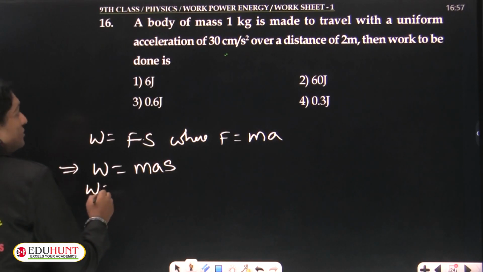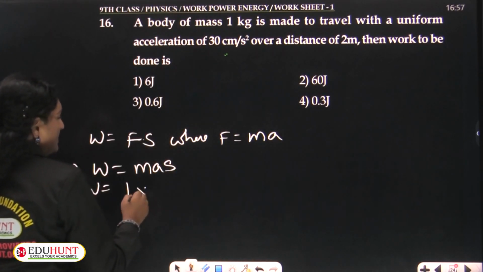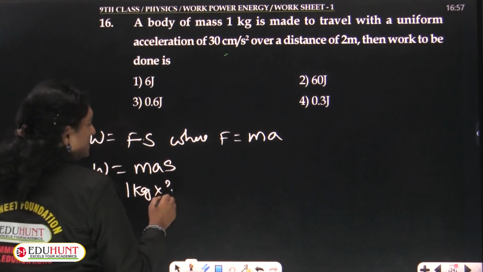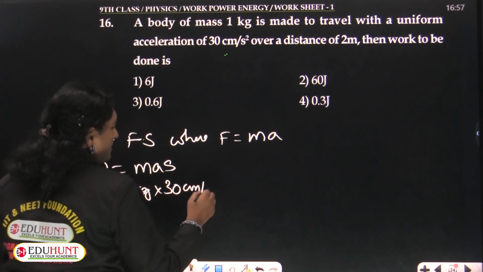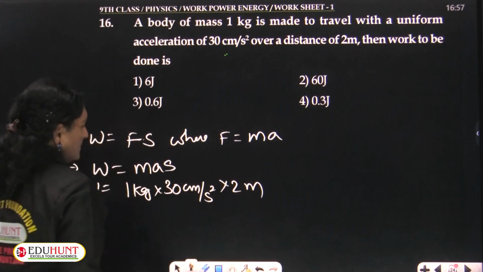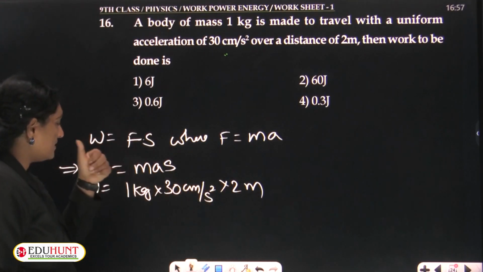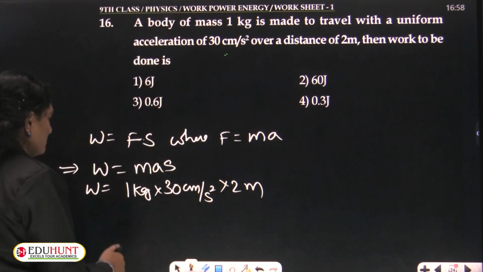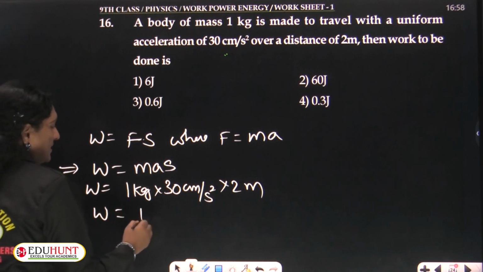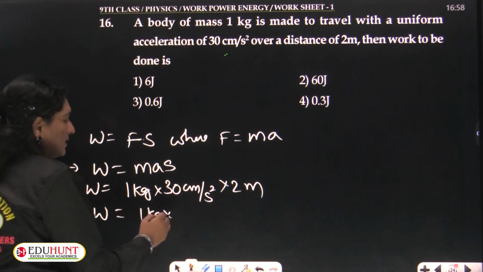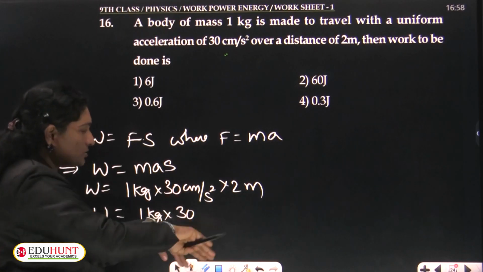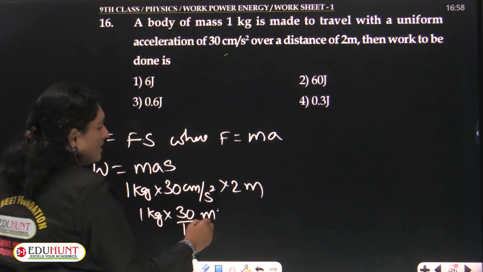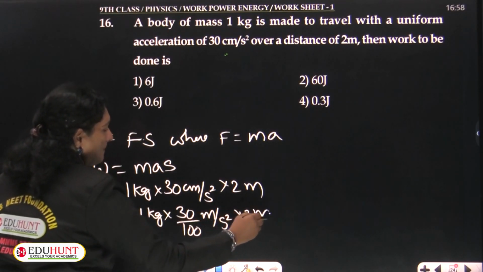Therefore, the value of work done equals m a s. Substituting all the values, mass is taken as 1 kg, acceleration is taken as 30 centimeter per second square and displacement is taken as 2 meter. Here it is in SI, here it is in CGS. So let us convert everything in SI system so that you can go with the answer. So 1 kg multiplied by 30 centimeters to be converted to meters means you have to divide by 100 meters per second square into 2 meters.